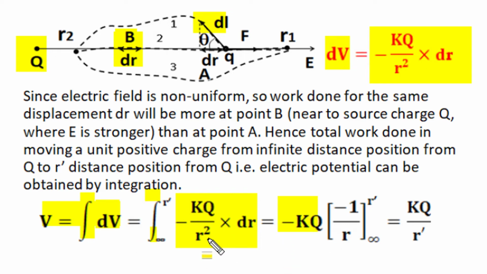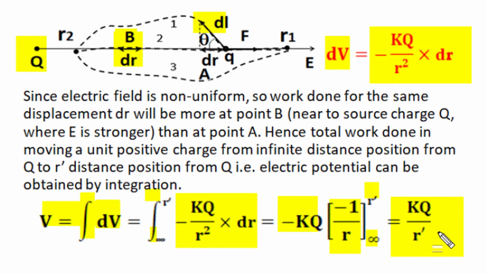1 over r square gives the integration result minus 1 by r, this minus minus becomes plus, and for limits from infinity to distance r dash, the total amount of work done per unit charge is given as: in place of r we write r dash, and the second time, with subtraction, 1 by infinity becomes 0, and the end result is kQ upon r dash. So this is the amount of work done in moving a unit positive test charge from infinity to distance r dash from this source charge capital Q in its electric field.